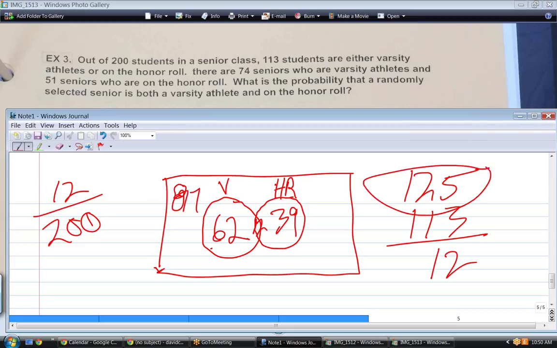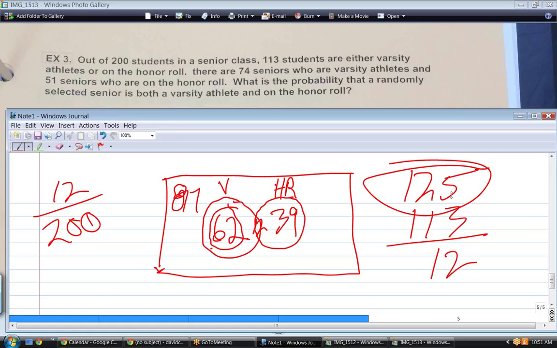This Venn diagram was kind of needed to figure out what the overlap was. Oh, I know where I got that 125. That 125 is a fake number. That's just the total number of varsity athletes and the total number of the honor roll. But that doesn't really show up in a detailed Venn diagram. When you label this number right here, by convention, and when I do it, I'm labeling what's only on the varsity. And this 39 is what's only on the honor roll. There's 12 more students on the honor roll, and there's 12 more students on the varsity that are also on the honor roll.